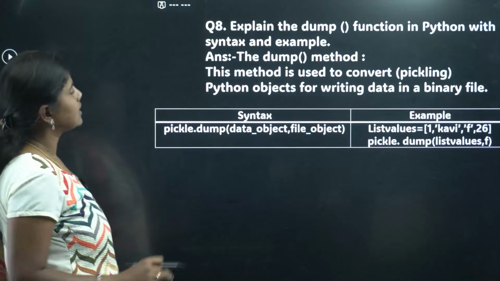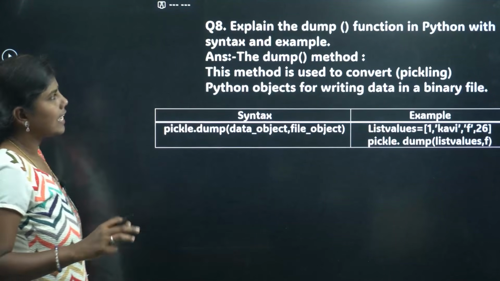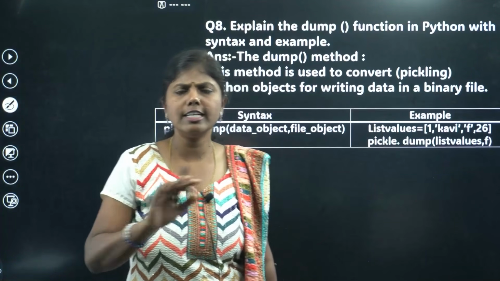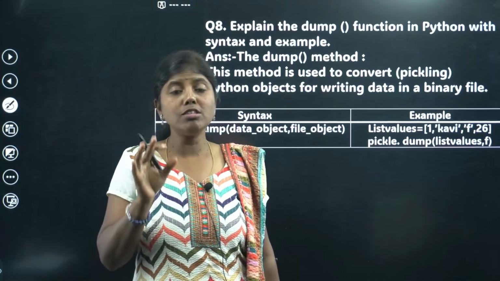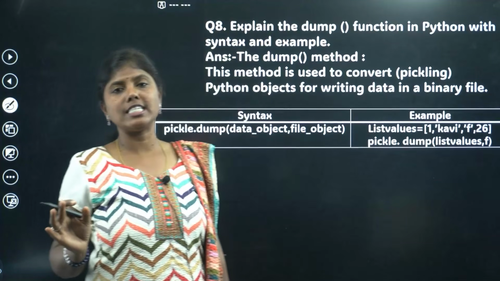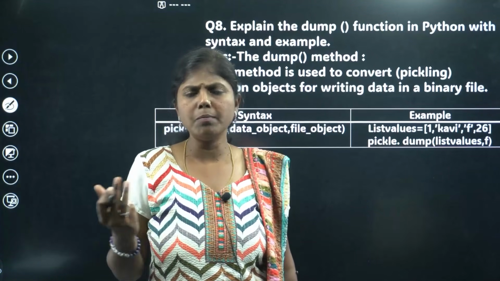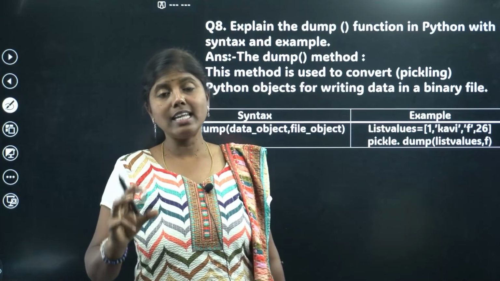What's the next question? Explain the dump function in Python with syntax and example. Ma'am, you told how to store the text, like hi, hello, namaste and all, we can store it. Now, I don't want to store this. I want to store some objects. Is it not an object? Everything is stored in the form of objects only. No, ma'am. In Python, everything is an object. Definitely, it's an object.